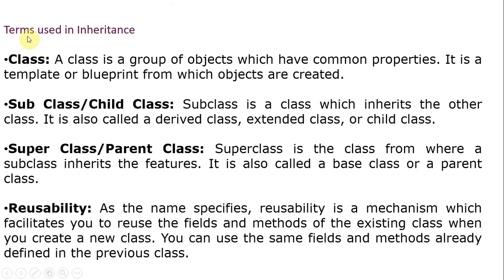Here we can use many terms, like class, subclass or child class, superclass or parent class, and reusability. What is a class? You already know about a class. A class is nothing but a group of objects which have some common properties. It's just like a template or blueprint. Many definitions are there, but simply a class is a collection of objects. Then what is a subclass or a superclass? What is a child class, what is a parent class?